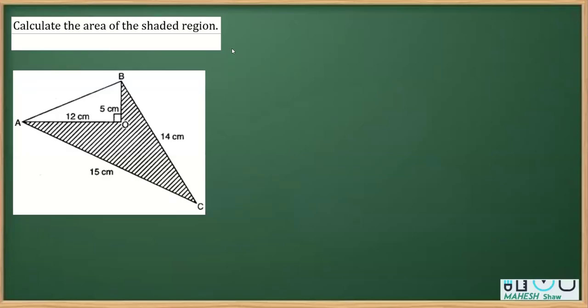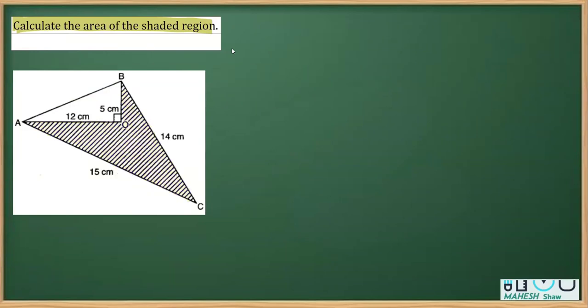We have one question based on Heron's formula. It says calculate the area of the shaded region. As you can see in the figure, there is some portion of this figure which is shaded. We have to get the area of this shaded region. So it's very clear that from this whole area, triangle ABC, if we subtract the area of this triangle AOB, we are going to get the area of this shaded region.